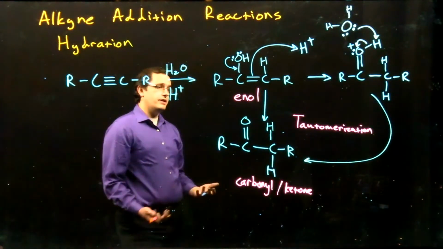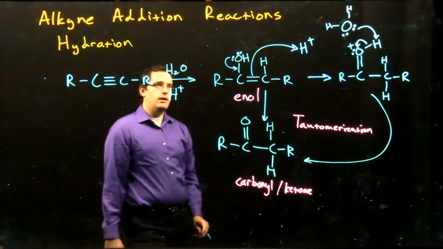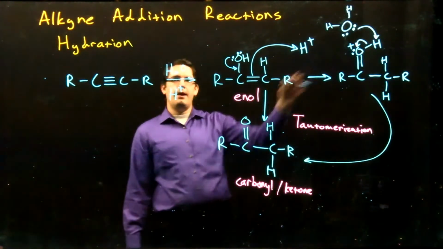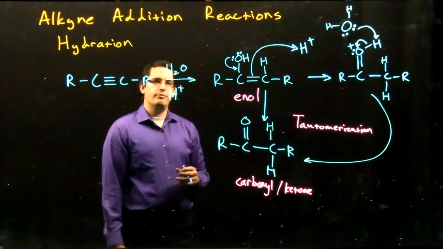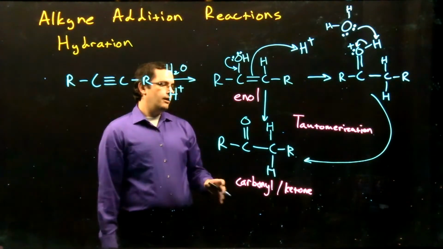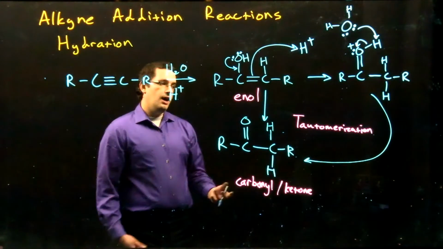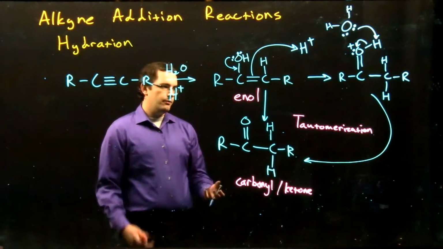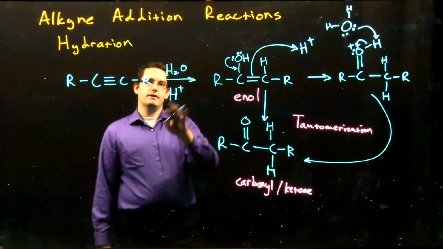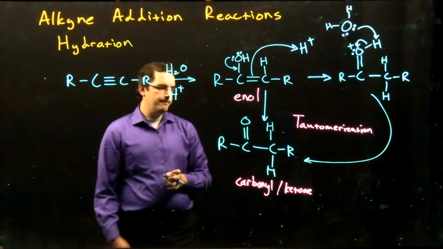So the tautomerization mechanism is very simple. It's just using the same acid catalyst and water that we already have present. You can also do a tautomerization with base as well, but of course in our hydration reaction we're not going to have any base present since we have that strong acid here.